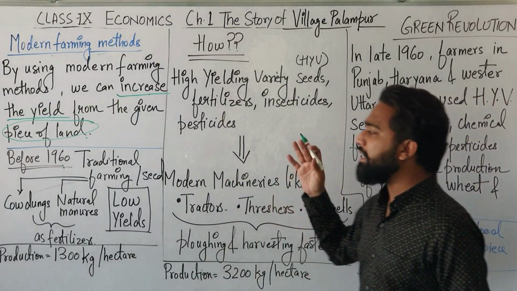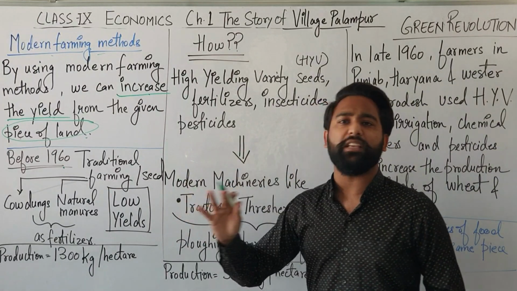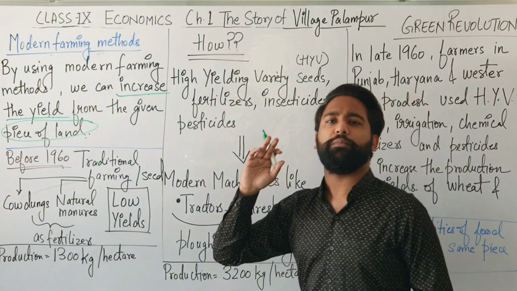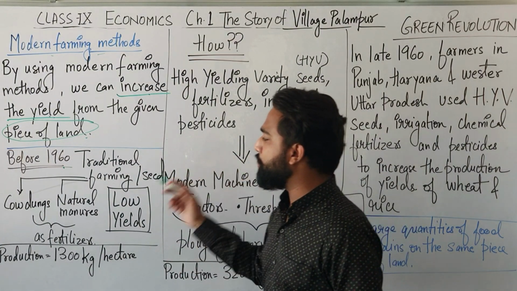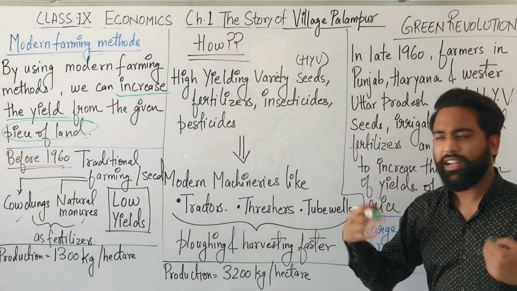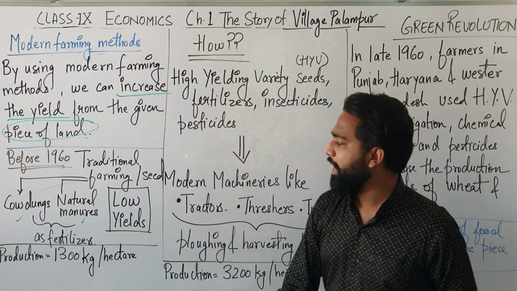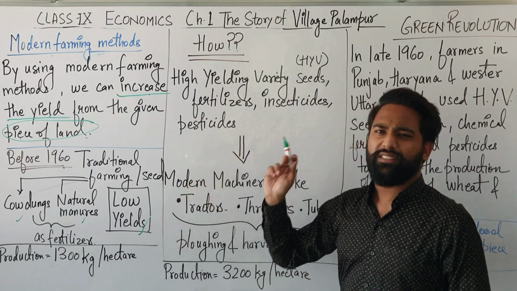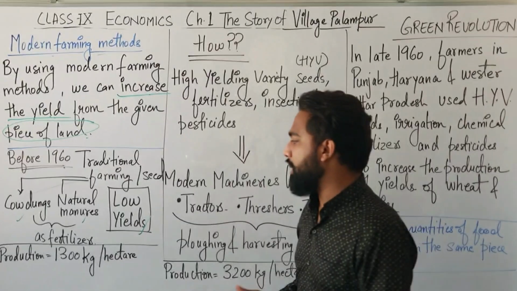Now before 1960, India was using the traditional farming techniques. All the traditional seeds were being used for agriculture. Under the traditional farming, he was using cow dung and other natural manures as fertilizers, which was providing low yields. Low yields means very little productivity.